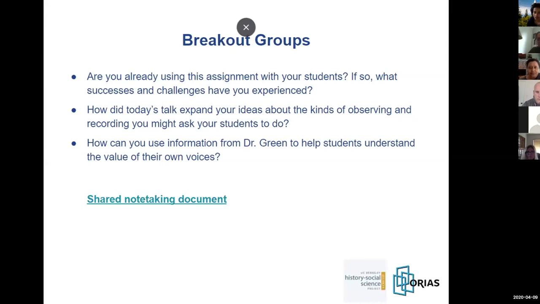So Shane is going to put us into groups of, I think, about 3, with the idea of discussing these 3 questions. Are you already using the assignment that Bryan created and then has since been iterated on about 10 times for different contexts? If so, what successes and challenges have you experienced? How did today's talk expand your ideas about the kinds of observing and recording you might ask your students to do? And how could you use information from Dr. Green to help students understand the value of their own voices? So those are our 3 prompts.